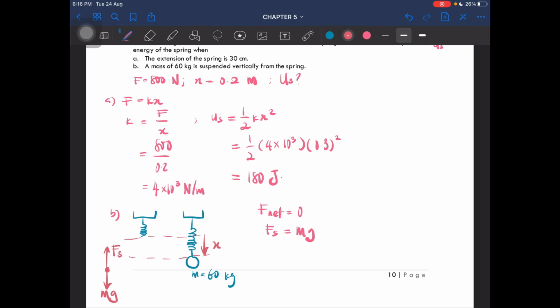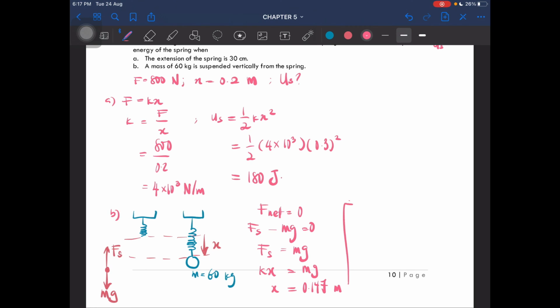Okay, so if we write, let me just redo that. So basically Fs minus mg equal to 0. So we have the restoring force to be equal to mg. Okay, and then we know that restoring force is equal to Kx equal to mg here. So then from here we can then get the extension of the spring, which is 0.147 meter.